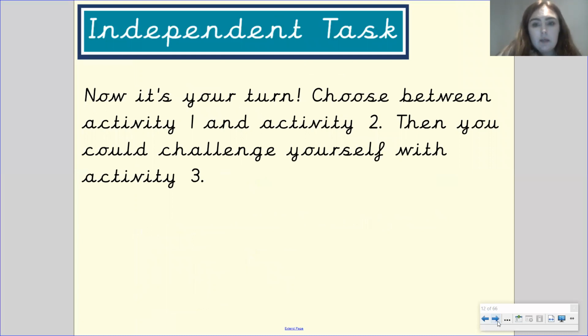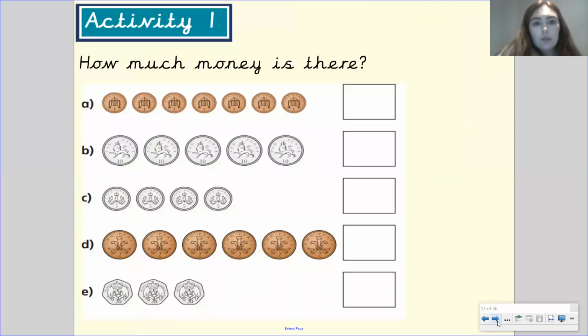Okay, now it's your turn. I want you to choose between activity 1 and activity 2. And then if you want to, you can challenge yourself further with activity 3. So activity number 1, you need to answer the questions here. So you've got A, B, C, D, E, and you need to tell me the amount of money that you have, which means you need to add up together all the coins and write the answer here.